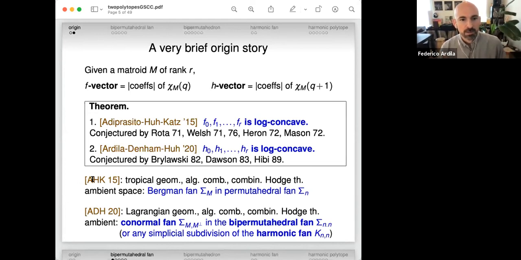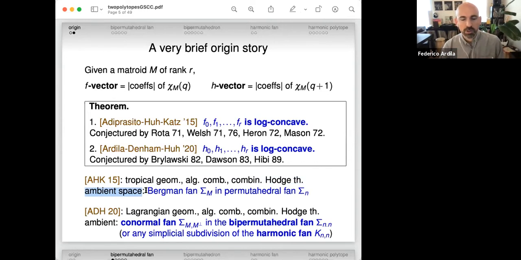So in the first paper by Adiprasito, Ha, and Katz, the way that they proved this first conjecture is through these tools: tropical geometry, algebraic combinatorics, and combinatorial Hodge theory. The thing that's relevant here is that everything takes place in this kind of ambient space. There's a geometric space associated to a matroid where these computations take place, which is something called the Bergman fan of the matroid.